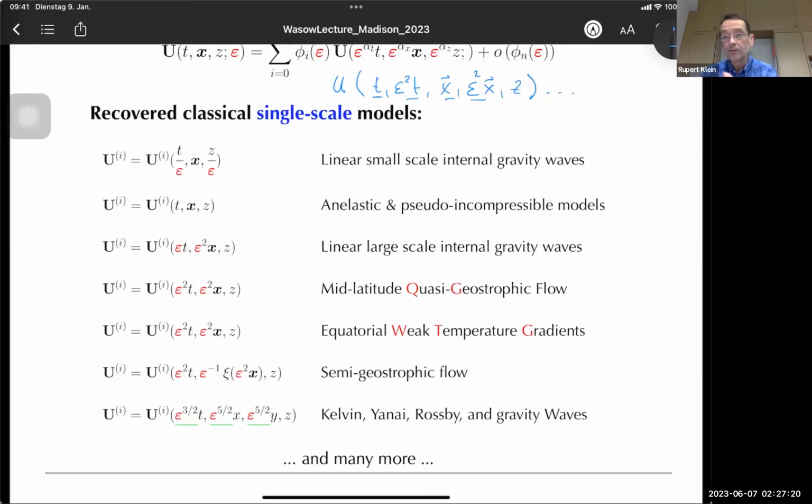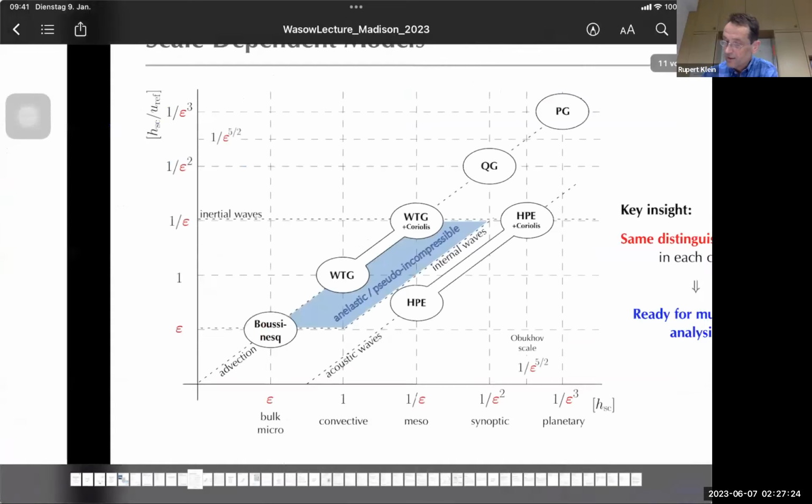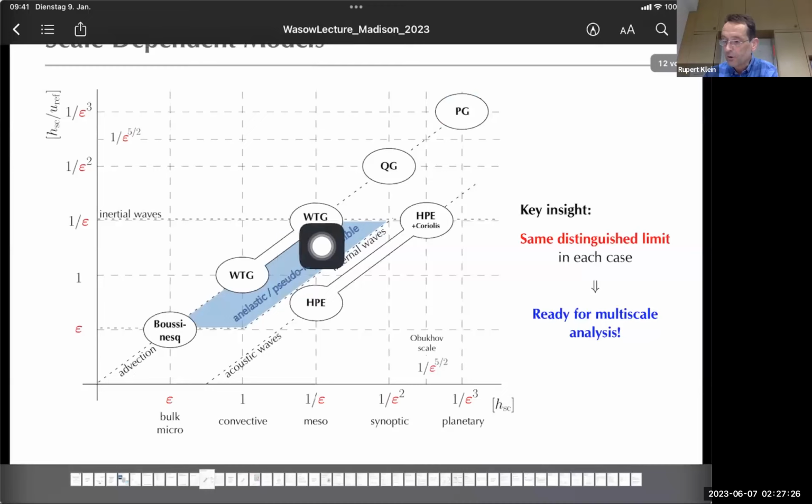So consistently, I can now derive models that show interactions between the processes we seem to already know on the particular length and time scales, and I can derive how they interact with each other across the scales. And that hasn't been stated in that way ever anywhere before, I believe.